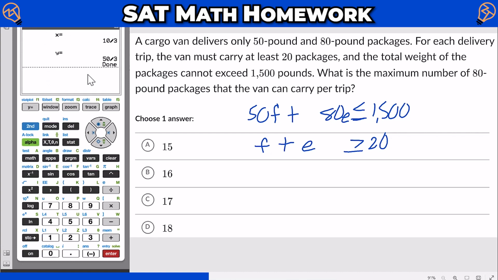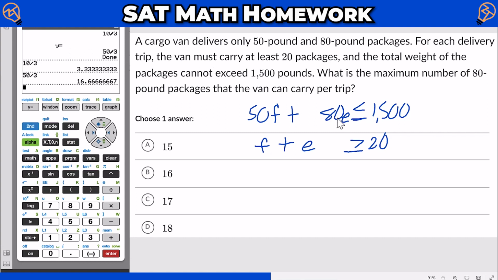So obviously, you're not going to be able to do fractions here, but if we're trying to figure out the maximum number of 80-pound packages, let's go ahead and type these in and see what we get. What are these actually equivalent to? So 10 divided by 3, 50 divided by 3, and the 50 divided by 3 is actually the one we're looking at, right? Because that's the y coordinate, the second variable. The second variable for us was E, and that's what we're trying to determine. What's the maximum number of 80-pound packages?